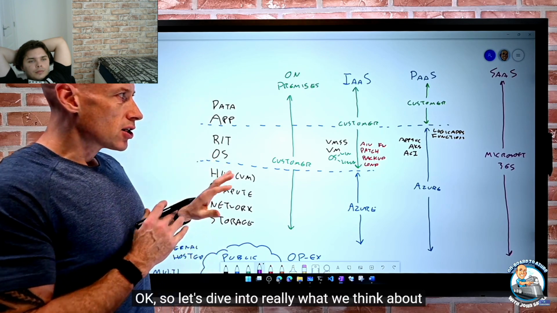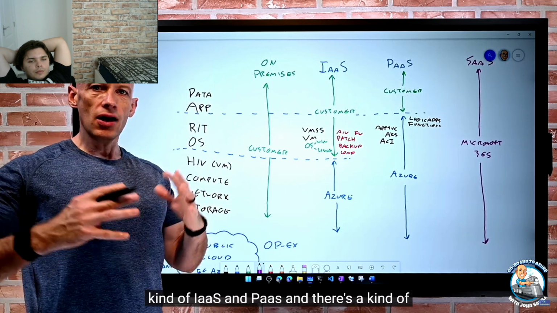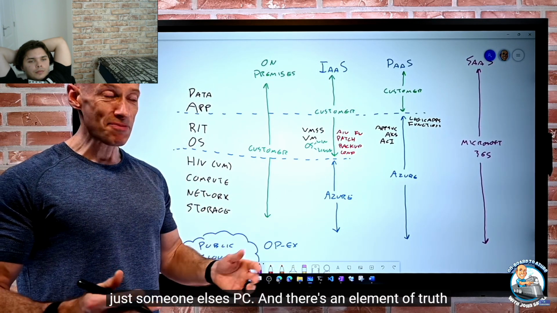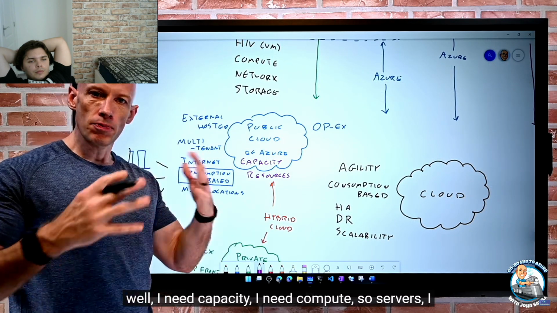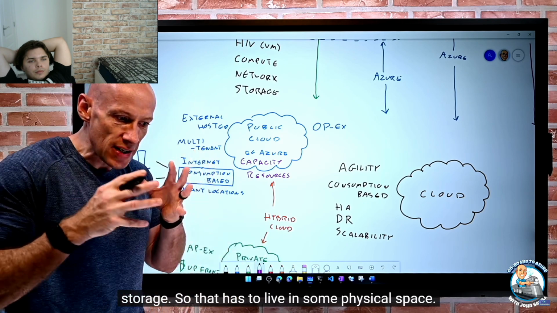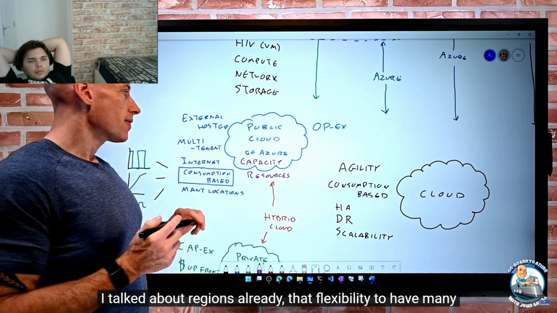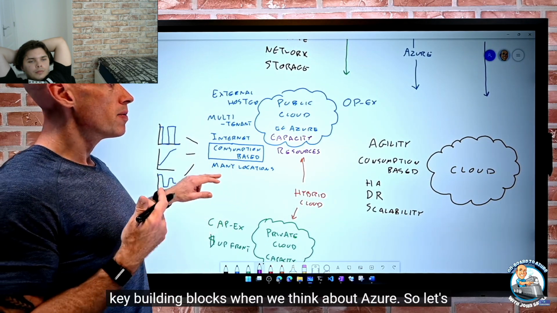Okay, so let's dive into what we think about when we think about Azure. A big focus is on IaaS and PaaS. And there's a joke: there's no such thing as the cloud, it's just someone else's PC. And there's an element of truth to that. If we think about that idea of capacity, well, I need capacity. I need compute, some servers. I need network switches to connect things together. I need some storage. So it has to live in some physical space. I talked about regions already, that flexibility to have many locations. And so a region is really one of the key building blocks when we think about Azure.